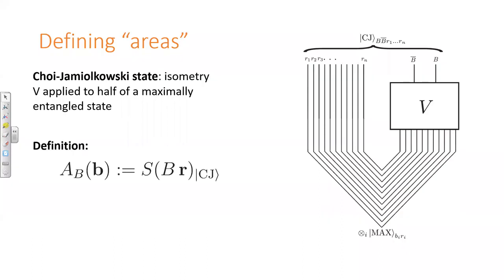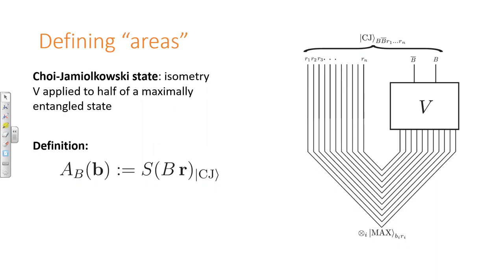And then I'm just going to define the area of any set of little b's, say little b1, little b3, little b5, to be the entropy in this fixed Choi-Jamiołkowski state of big B plus the corresponding little r's. So these both represent a set of little b's and a corresponding set of little r's. So say the area of b1, b3, b5 would be the entropy of big B together with r1, r3, and r5. Okay, is that definition clear to people? It's going to be reasonably important.